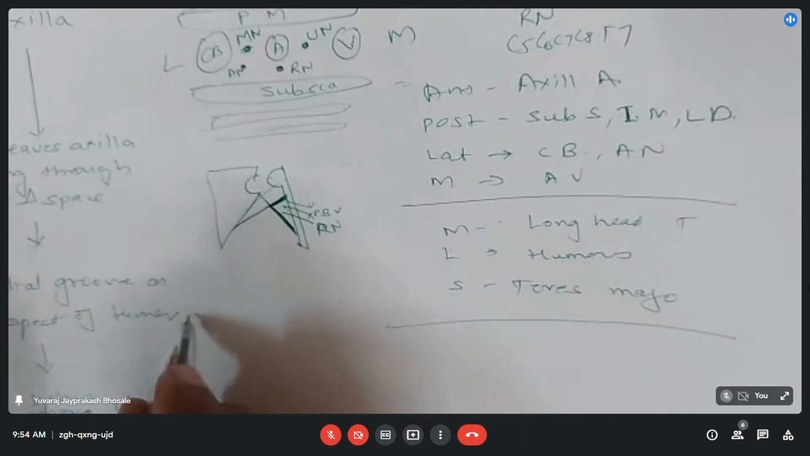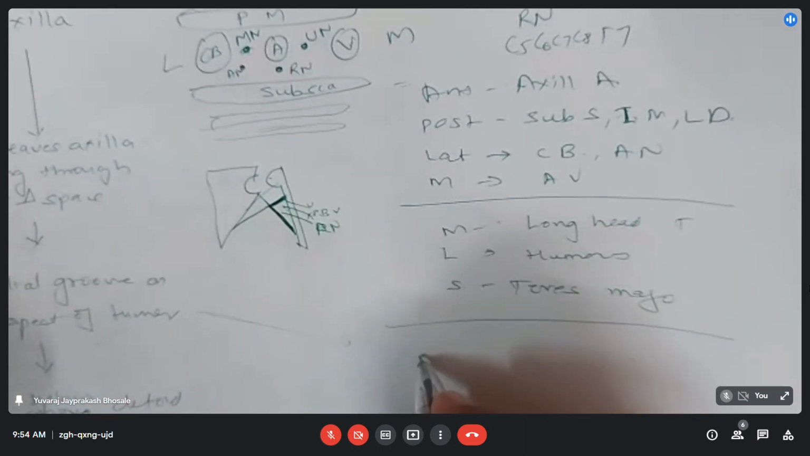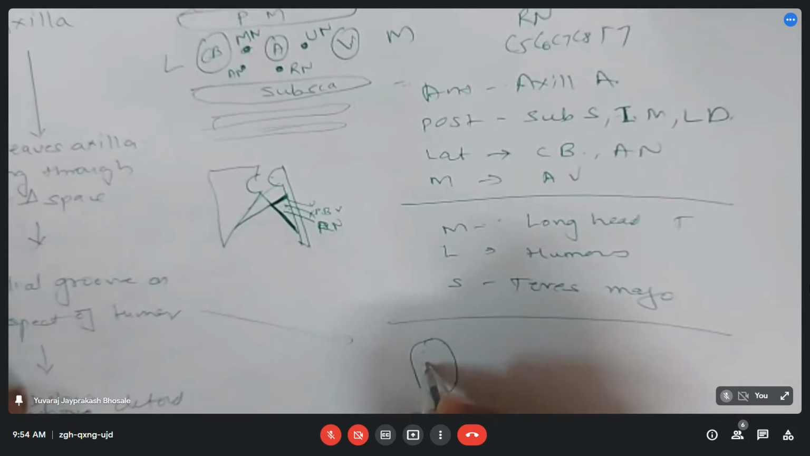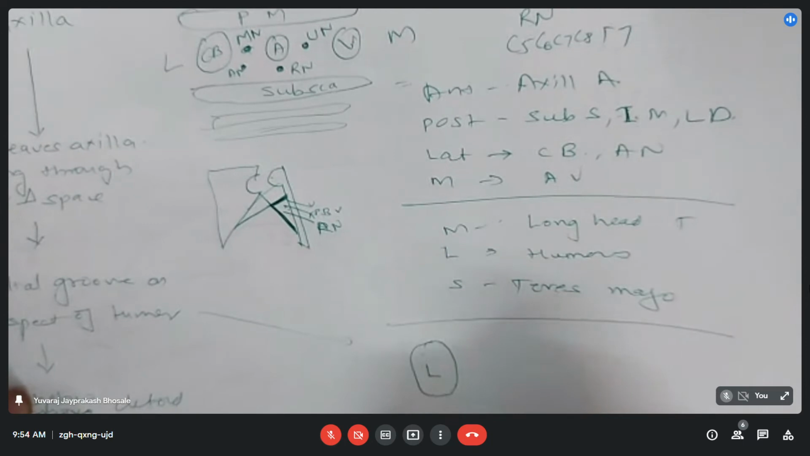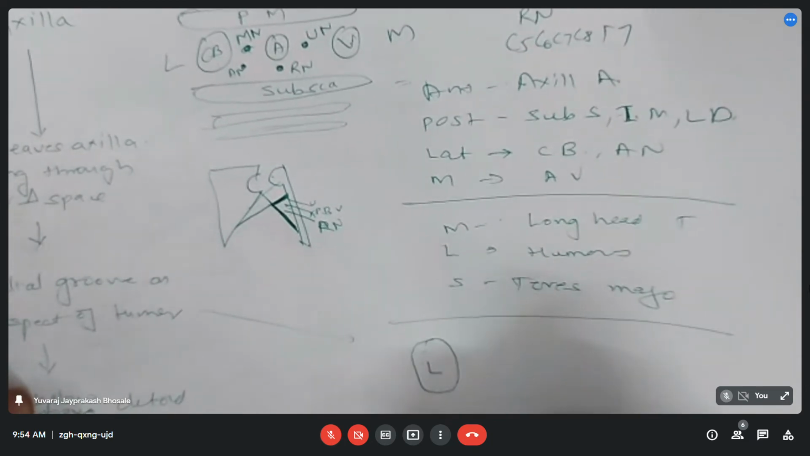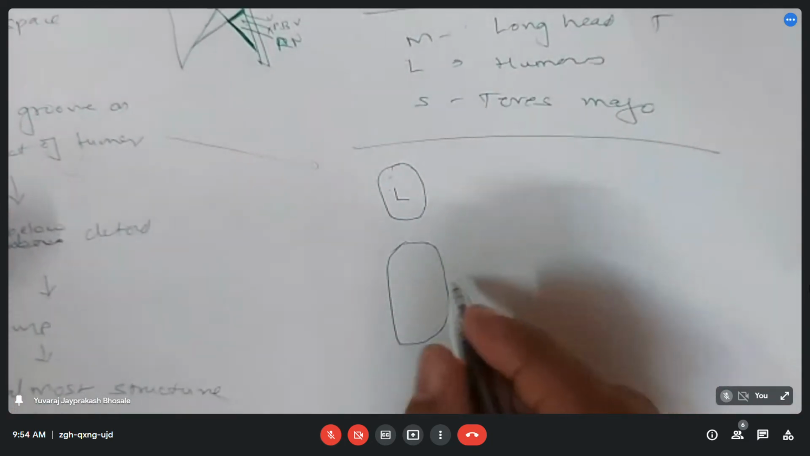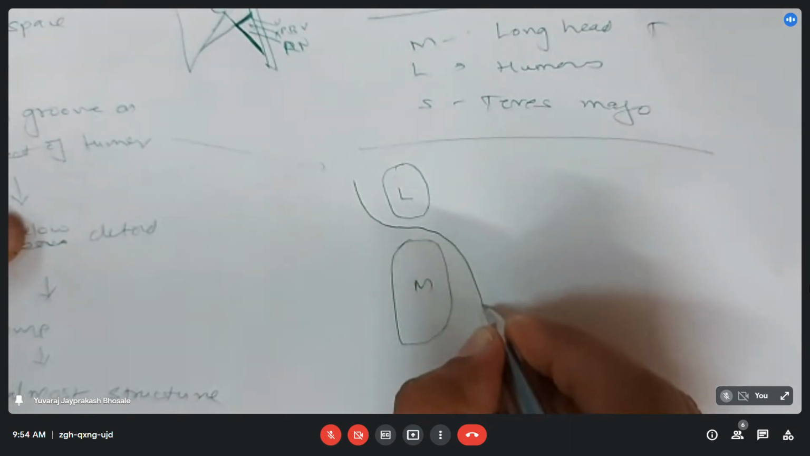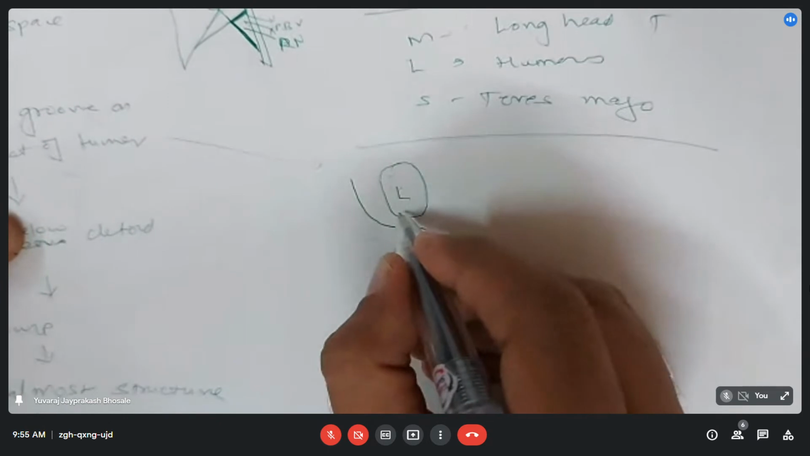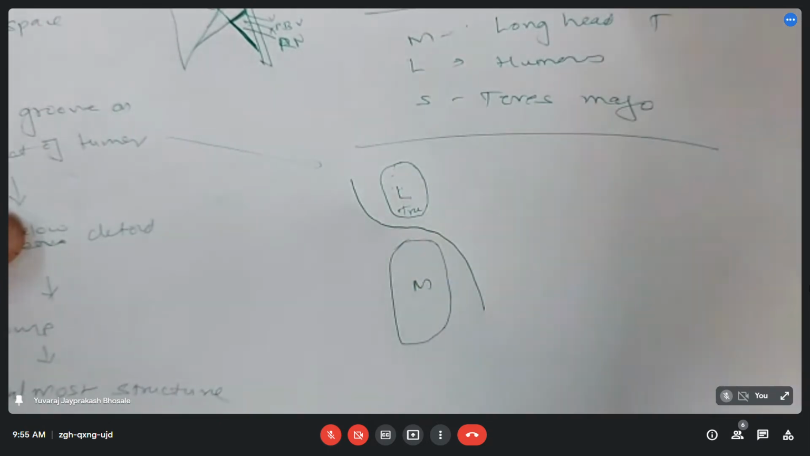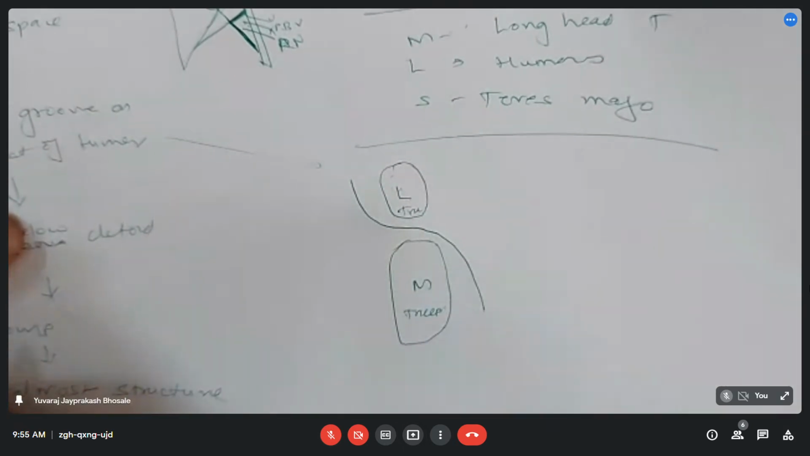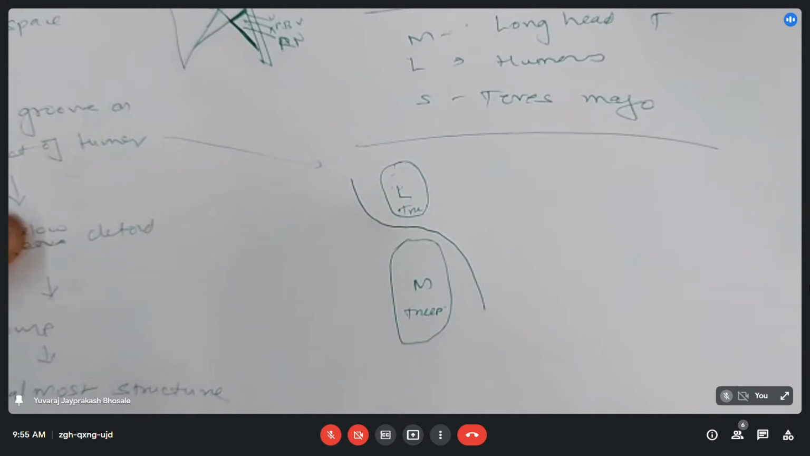Then what happens? It enters the radial groove. So in the radial groove, what are the relations? The lateral head of triceps and the medial head of triceps, and the nerve passes like this. Okay.